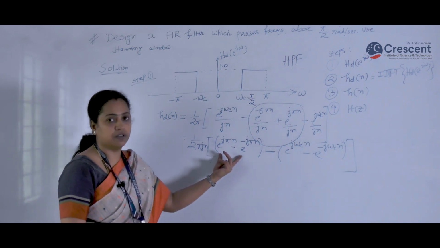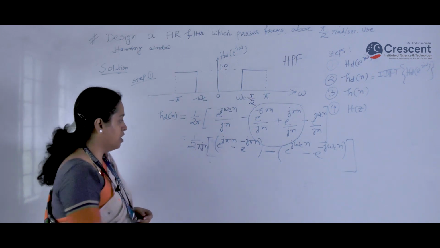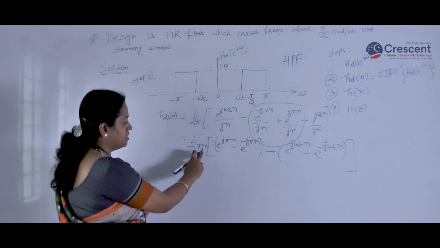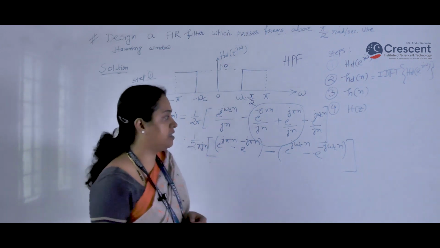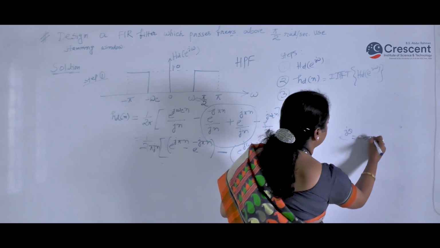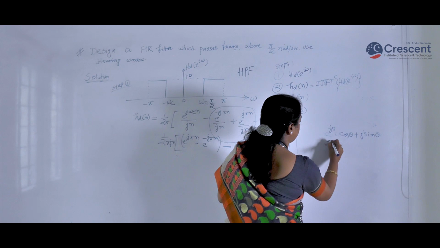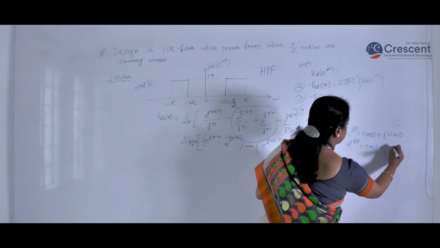There is a purpose. The purpose is I can simplify this in terms of sine or cos, because outside we already have this 2 pi j n. We know that e power j theta can be written as cos theta plus j sin theta, and e power minus j theta can be written as cos theta minus j sin theta.